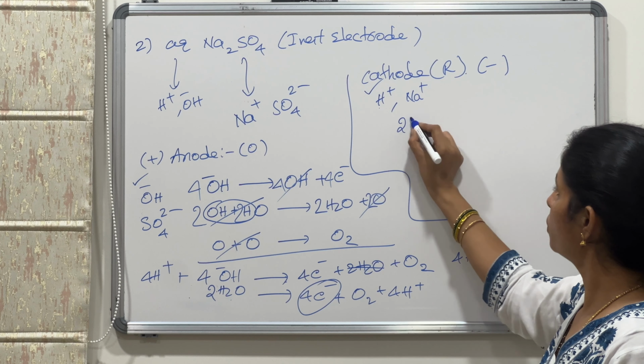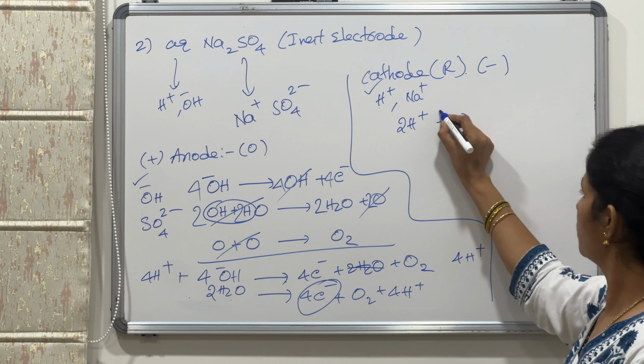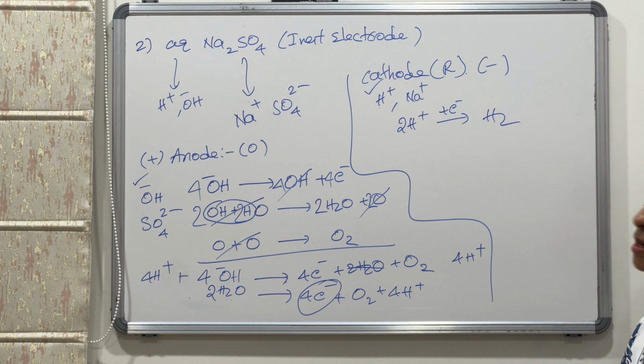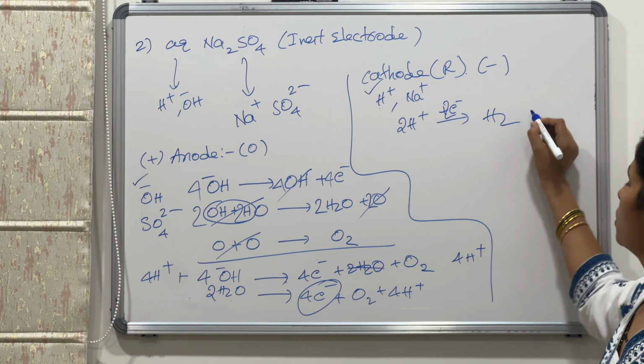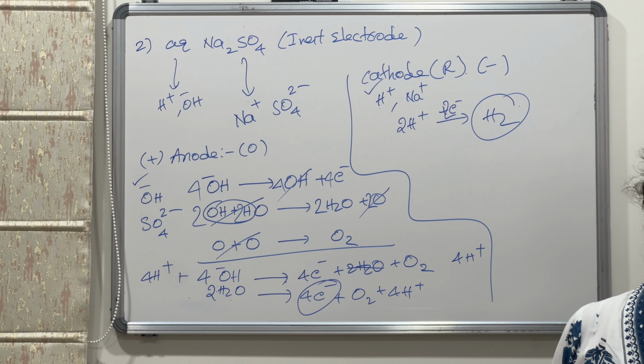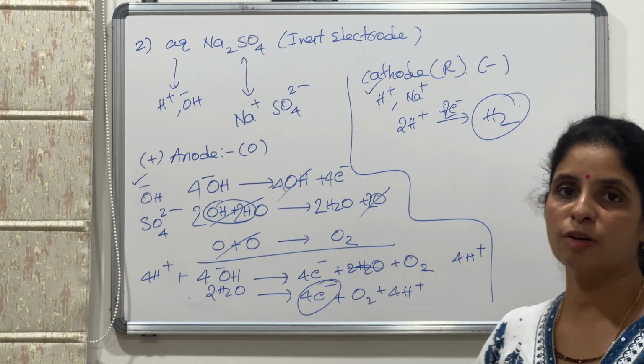So here 2H plus plus 2 electrons gives rise to H2. So which will be deposited at the cathode? It is hydrogen. Clear? You solve some examples, then it will be very clear to you.